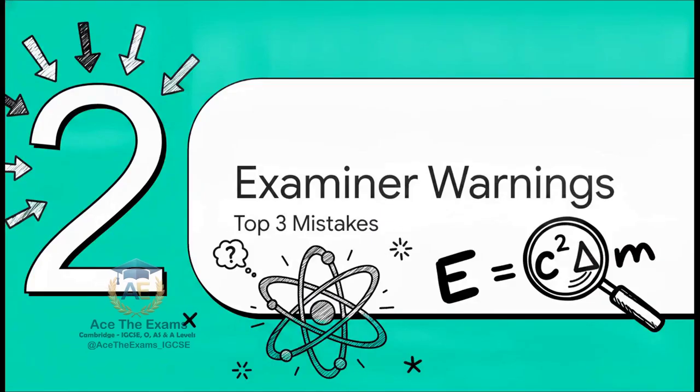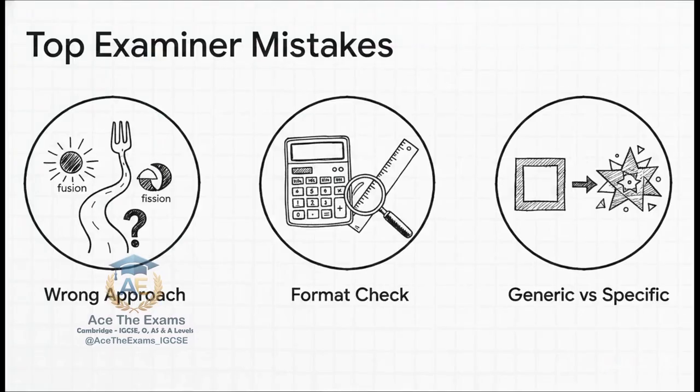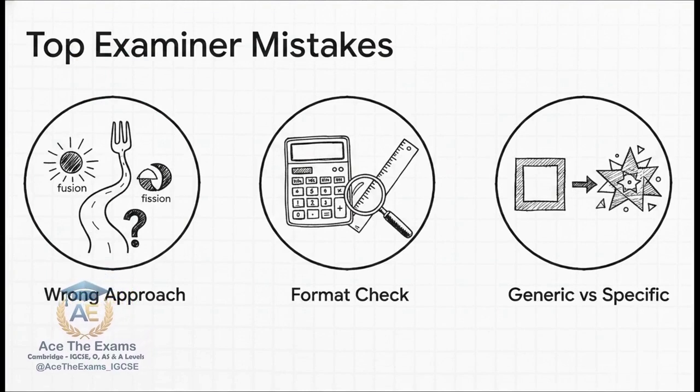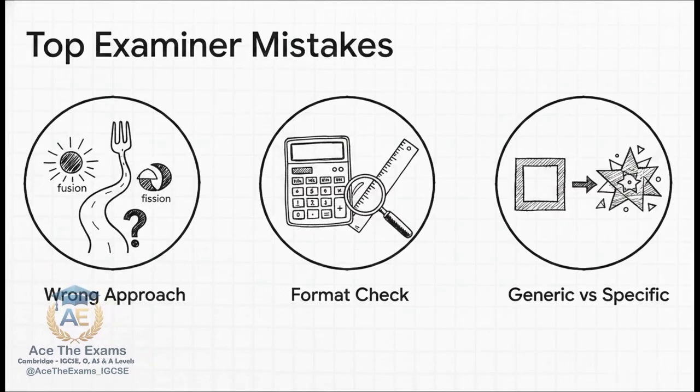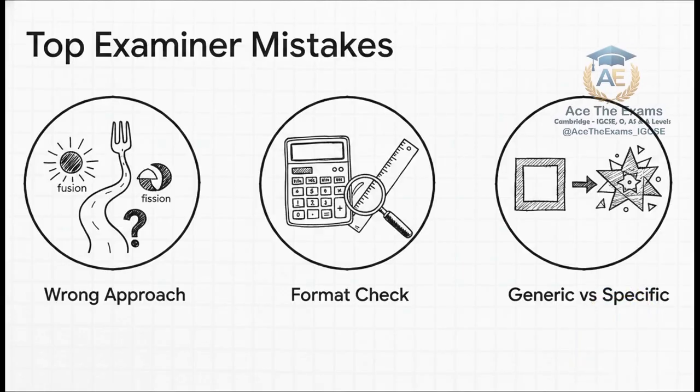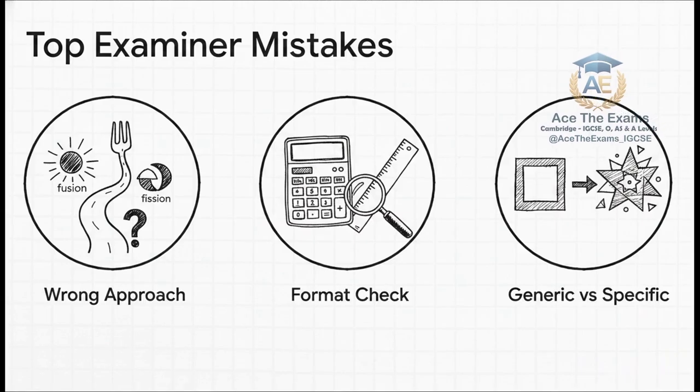That brings us right into Section 2, top examiner warnings. Let's look directly at the principal examiner reports to uncover the absolute most common pitfalls. Let me be clear. These aren't guesses. This isn't speculation. This is the hard, unfiltered data straight from the very people who hold the red pen and mark your papers. They have identified specific, recurring errors that candidates make year after year after year when tackling E equals c squared delta m.